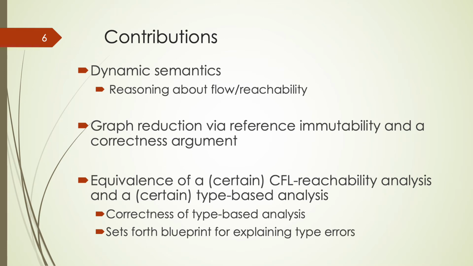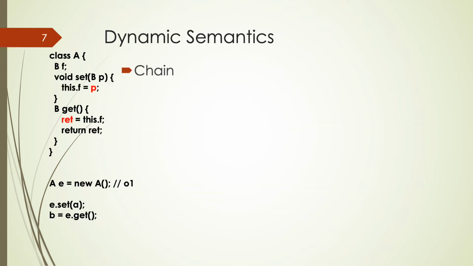We make the following contributions. We propose a new dynamic semantics for reasoning about flow and reachability. We propose a graph reduction technique via reasoning about reference immutability and a corresponding correctness argument. Finally, what was our original goal, we show equivalence of a CFL reachability analysis and a type-based analysis. This proves correctness of the type-based analysis and sets forth the blueprint for explaining type errors. Next, I will outline the three contributions. Details and proofs can be found in the paper.